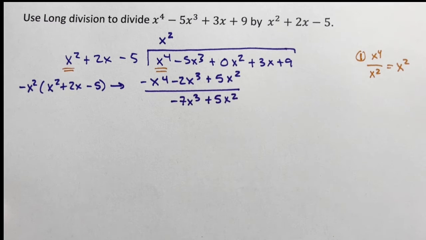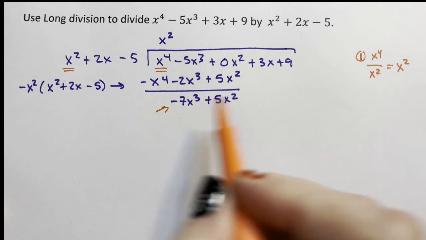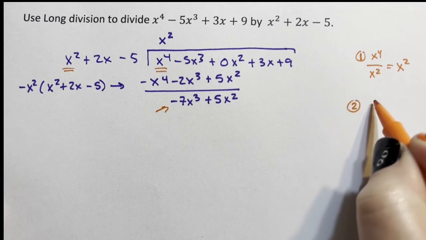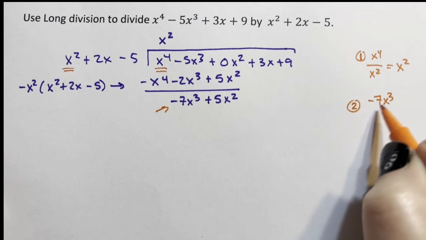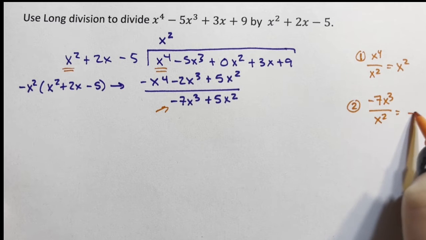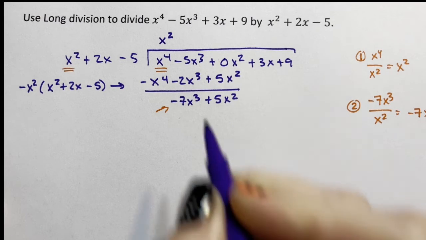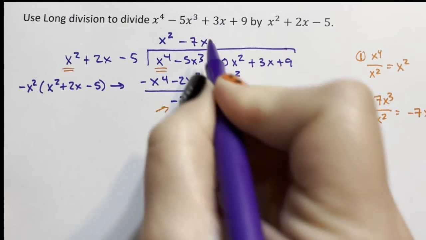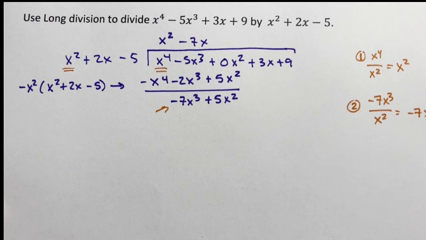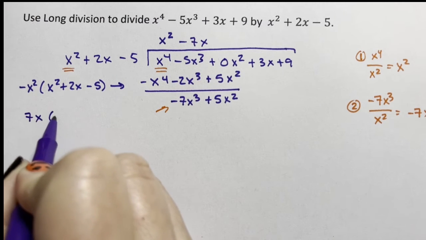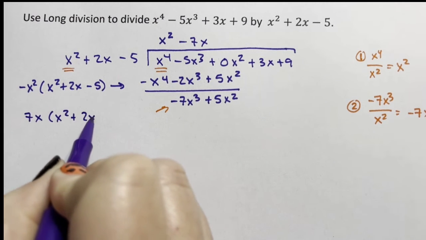And now I can go on to the next step, doing exactly the same thing, rinse and repeat. I'm now going to use this term for my second step. So now I'm going to say negative 7x cubed divided by x squared is negative 7x. So I have negative 7x. Again, I'm going to do that same multiplication. I'm going to switch the sign. I'm going to say 7x times x squared plus 2x minus 5.